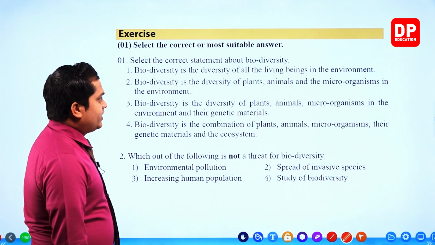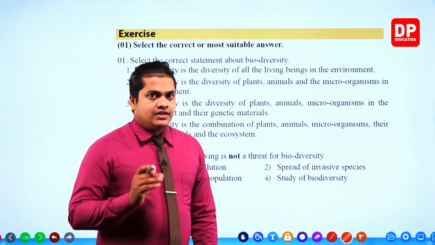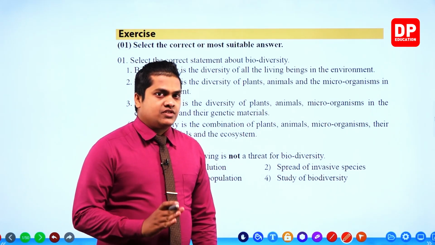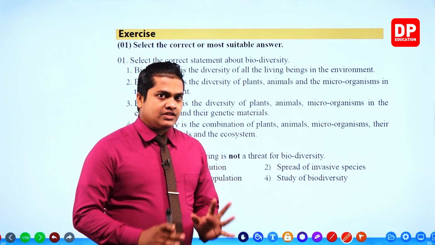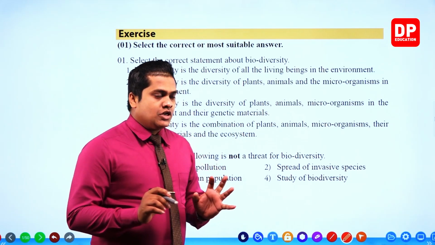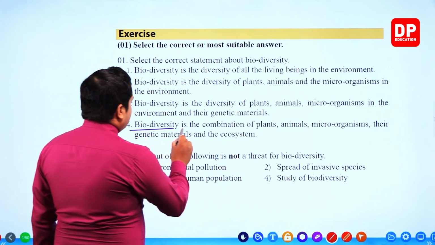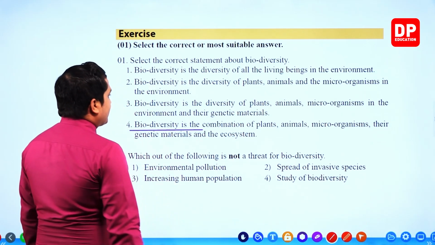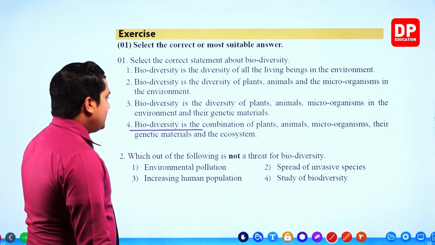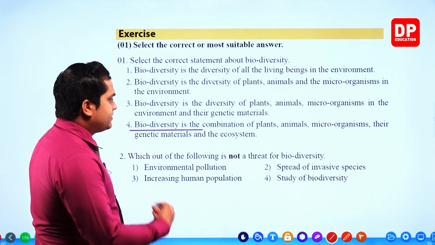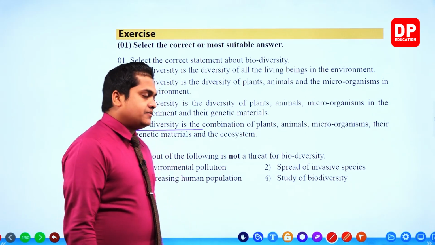So my dear children, which one is the most accurate answer? When we were discussing biodiversity, I think you could remember we discussed the ecosystems as well. Ecosystem diversity, species diversity, genetic diversity, all these things can be considered as biodiversity. So the combination of all of these things is biodiversity. So biodiversity is the combination of plants, animals, microorganisms, and their genetic materials, as well as ecosystems. This is what we mean by biodiversity.